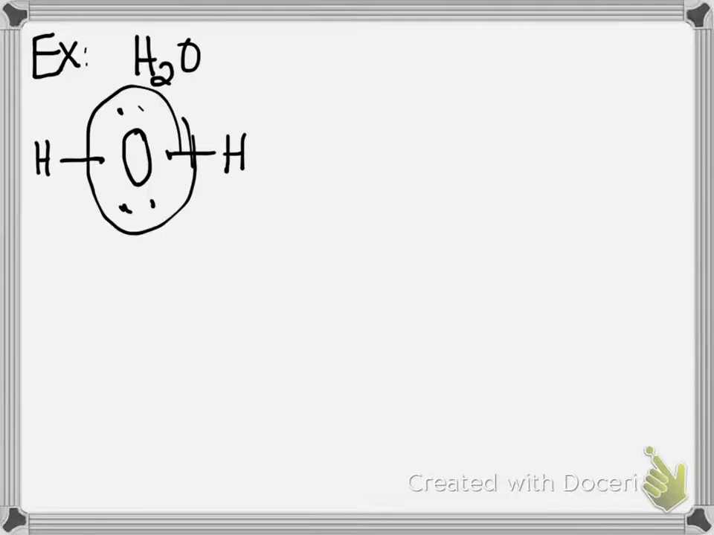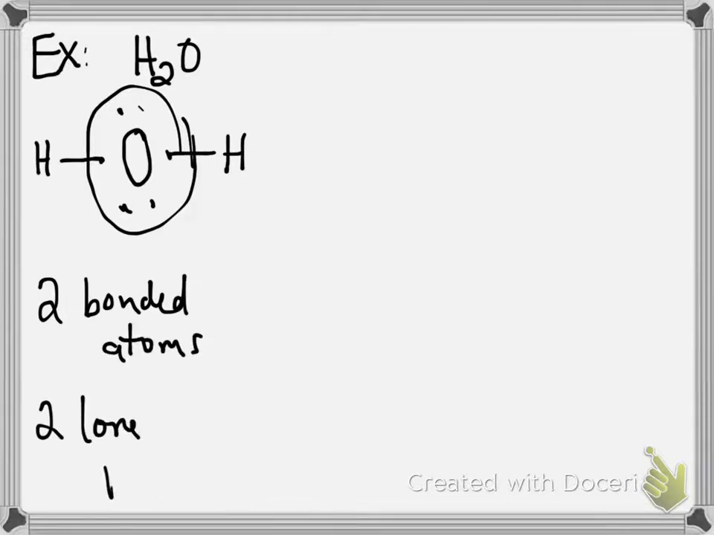All right, center atom here, and you don't have to draw a circle around this every time. I'm just doing it to visually illustrate the point. How many bonded atoms? So 2 bonded atoms. How many lone pairs? Okay. All right, 2 and 2 is what's called bent.